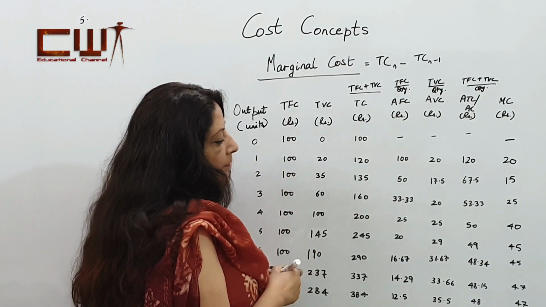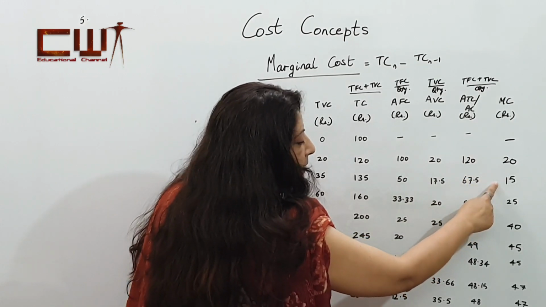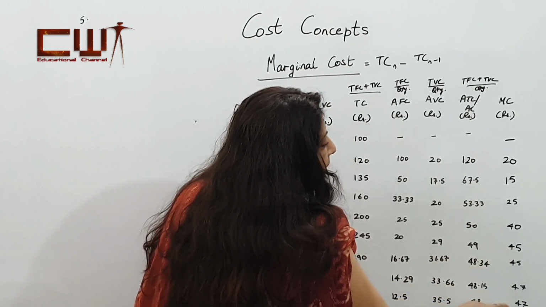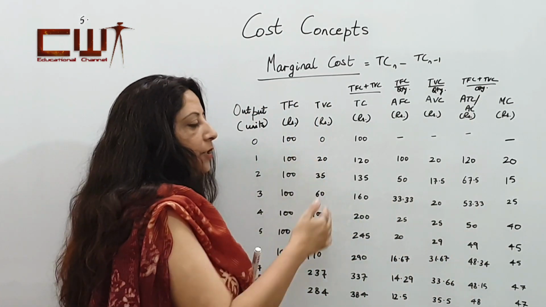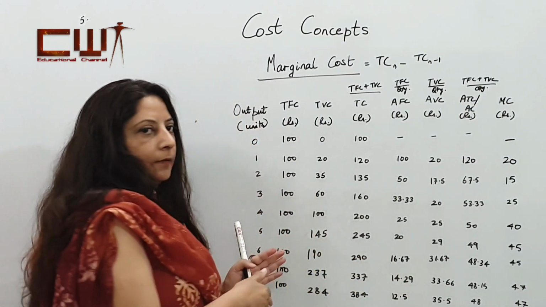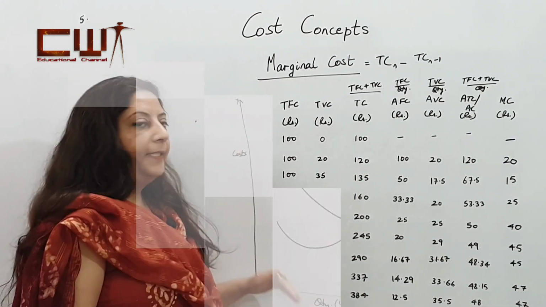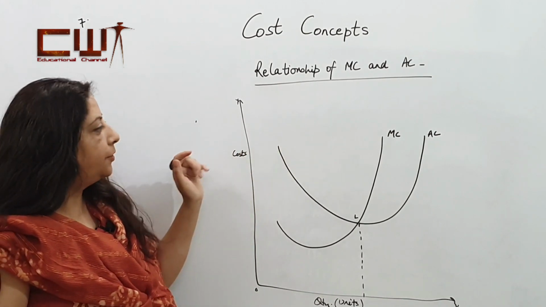So what we observe here is that marginal cost decreases initially, then it starts rising. So marginal cost is also a U-shaped curve. Initially it comes down and then it starts rising. Let us now discuss the relationship between marginal cost and average cost.